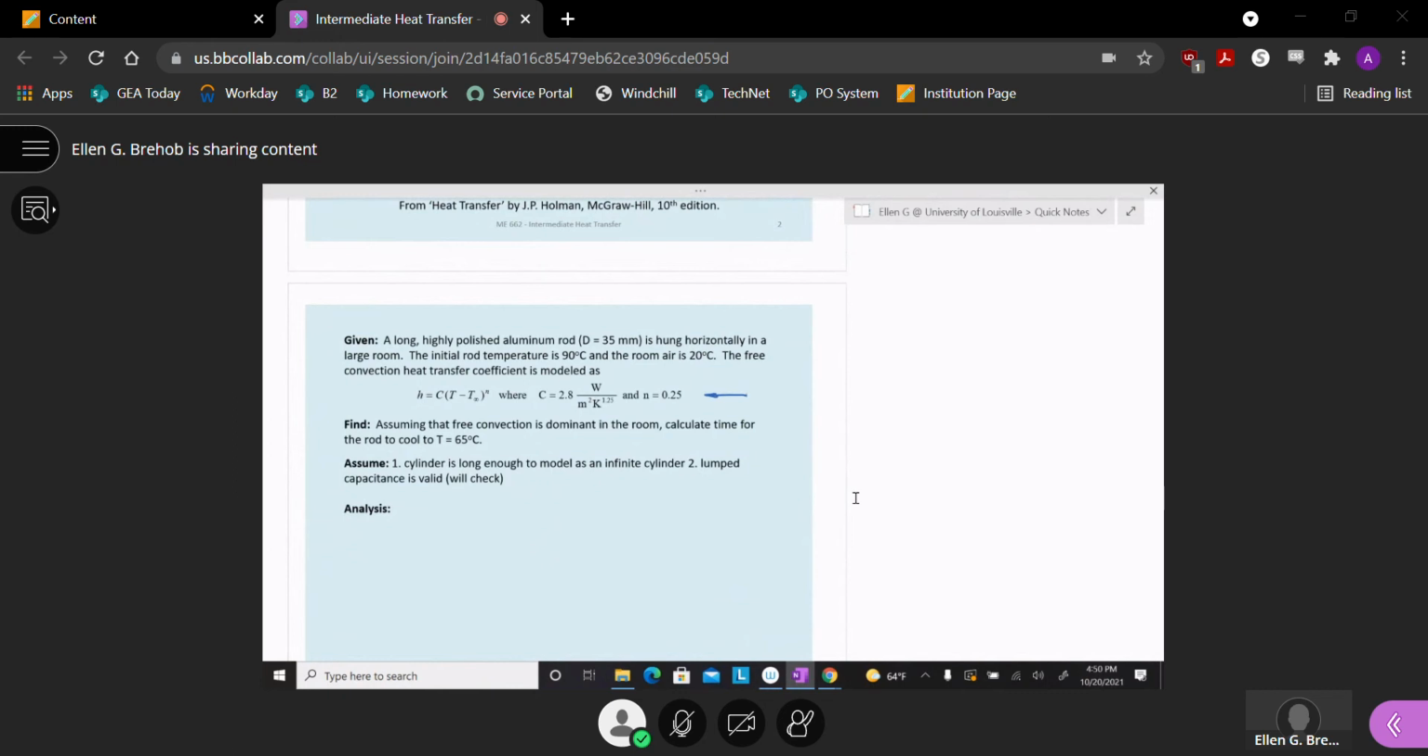One, assume the cylinder is long enough to model as an infinite cylinder. That's the thing I keep forgetting to add in here. But again, we're just saying we have this long cylinder and we are neglecting heat transfer off of these little ends. We only consider heat loss off the cylindrical surface. We're going to assume that lump capacitance is valid, and we'll check that eventually. And we're going to assume properties for aluminum, and these are going to be constant properties.